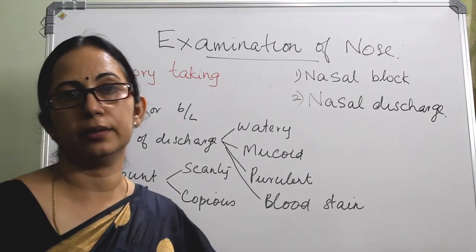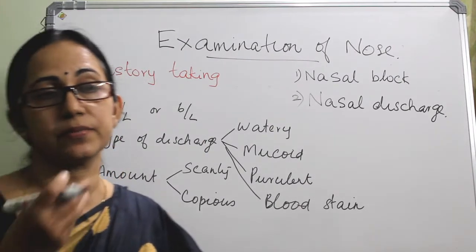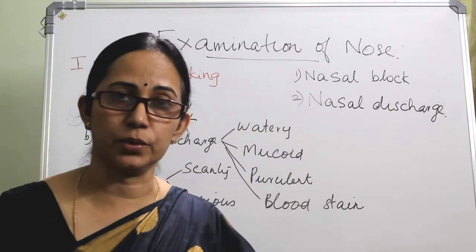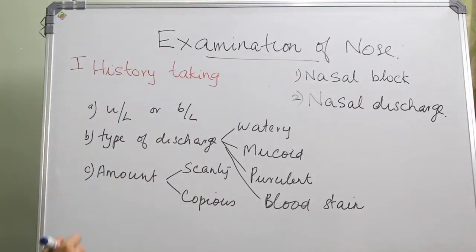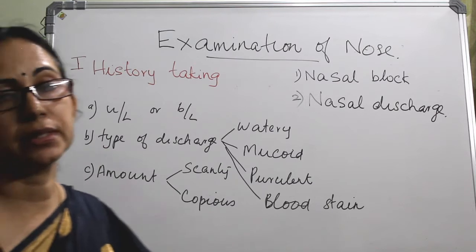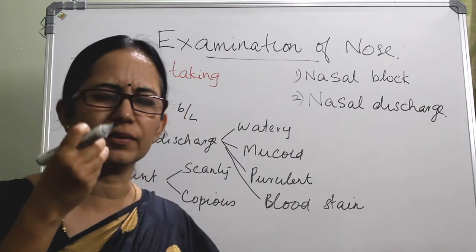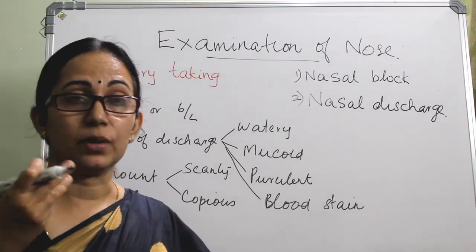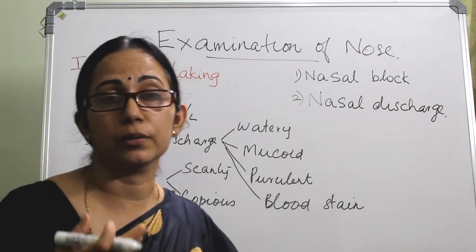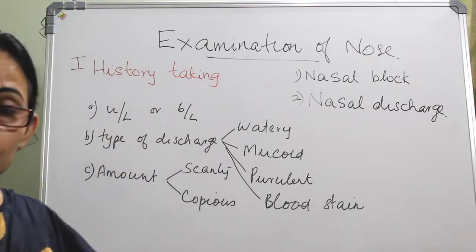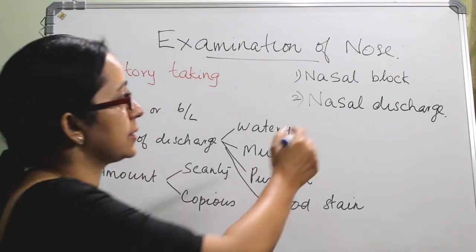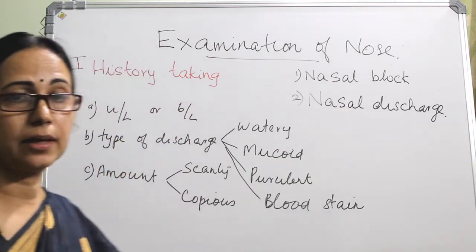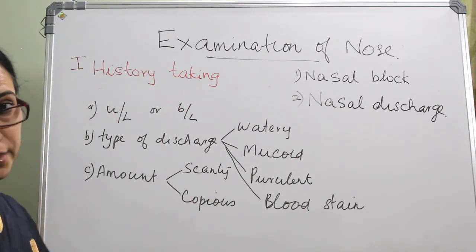Next common nasal complaint is nasal discharge. Patient will say, I am having discharge from my nose. If so, you have to ask whether it is unilateral or bilateral. It is coming from the right side or left side, or from both sides. Then the type of discharge, and also the amount, whether it is scanty. Patient will say sometimes it is coming very little, or sometimes it is coming in copious amount. So that also you have to ask, and you have to write in history. This comes under the presenting complaint, and all this comes under history of presenting complaint.